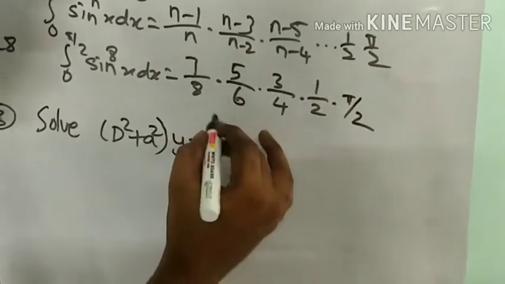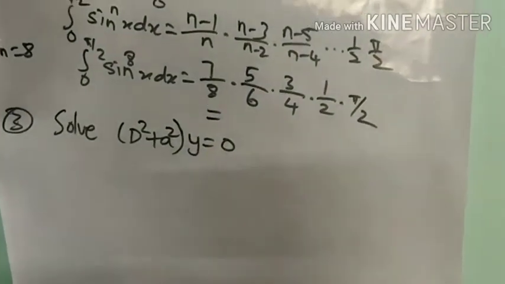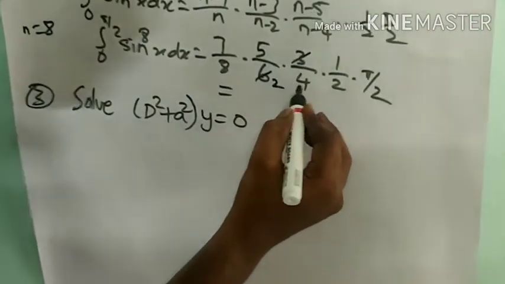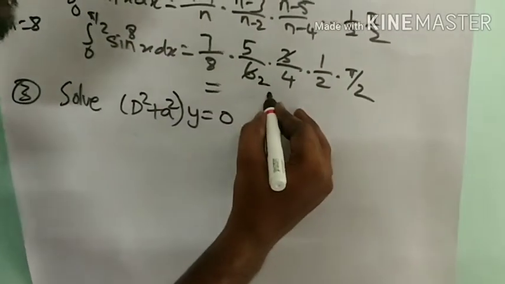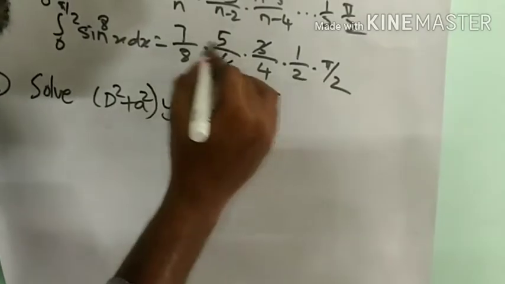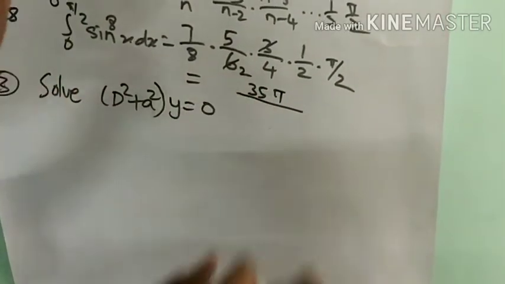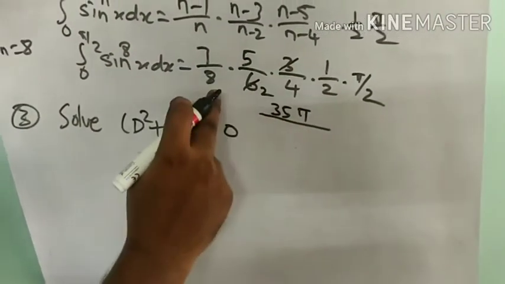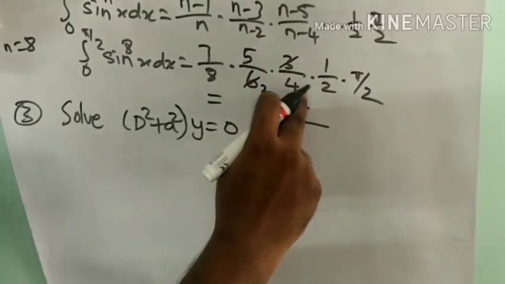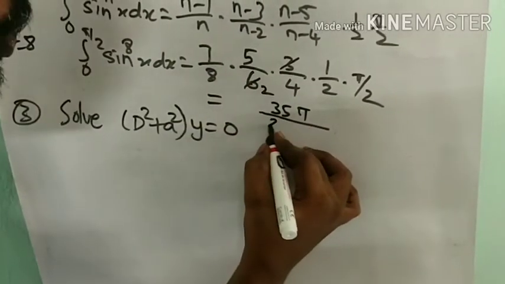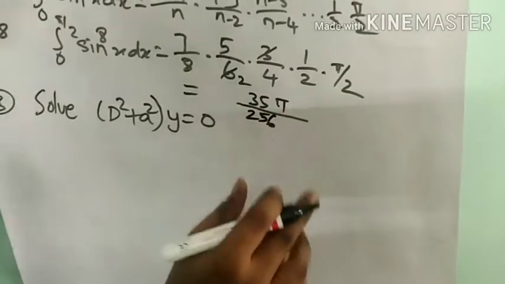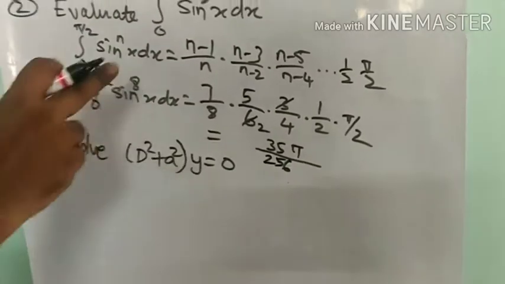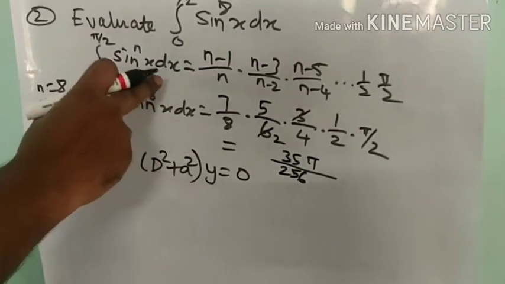Now if you can cancel, you cancel, otherwise you just multiply the numerators and denominators. So here we can cut some terms. 7 into 5 is 35, so the numerator is 35 pi. For the denominator you multiply: 8 twos are 16, 4 twos are 8, 8 twos are 16, and 16 times 16 is 256. So the answer is 35 pi by 256. Surely this type of problem is asked in every semester exam. Go through the formula and write it.